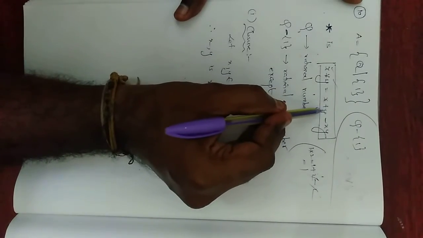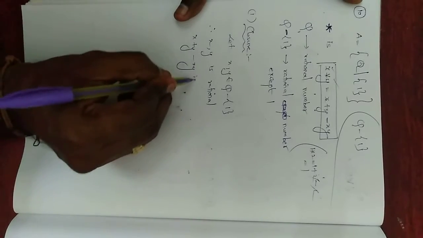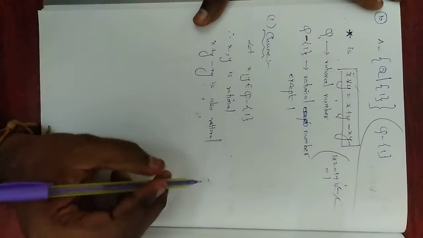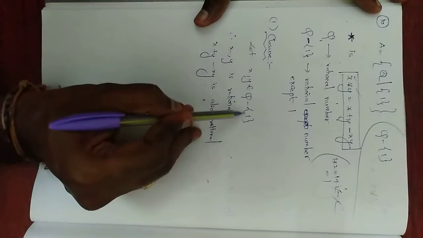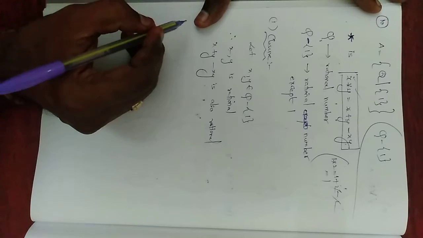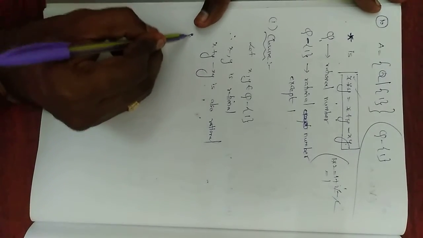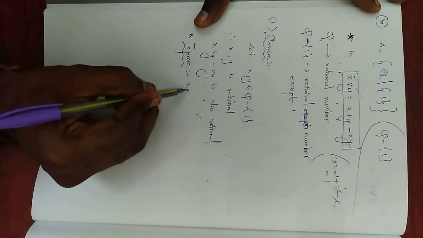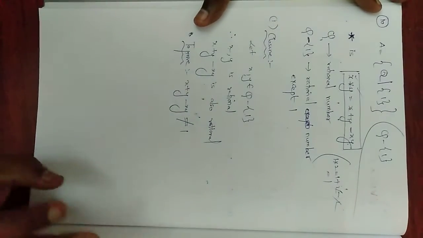Since x and y are rational, xy is also rational. Therefore x plus y minus xy is also rational. That's enough. So since x and y are rational numbers except 1, x plus y minus xy is also a rational number. Next I am going to prove that x plus y minus xy is not equal to 1. This is the main thing we need to prove.